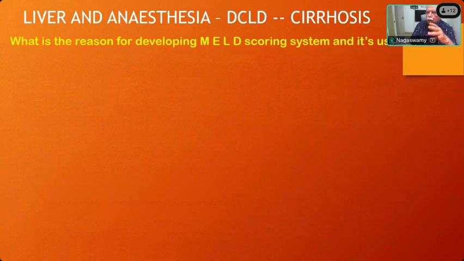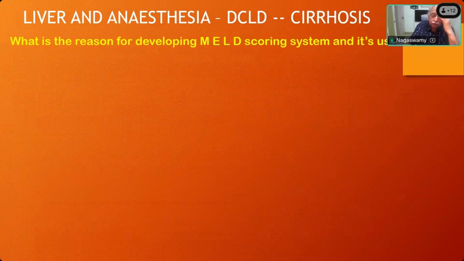So you remove all the subjective assessments and make it more objective by taking values of bilirubin, creatinine, and the INR and PT. Then you do the scoring, which will be more reliable. So that is the first reason.